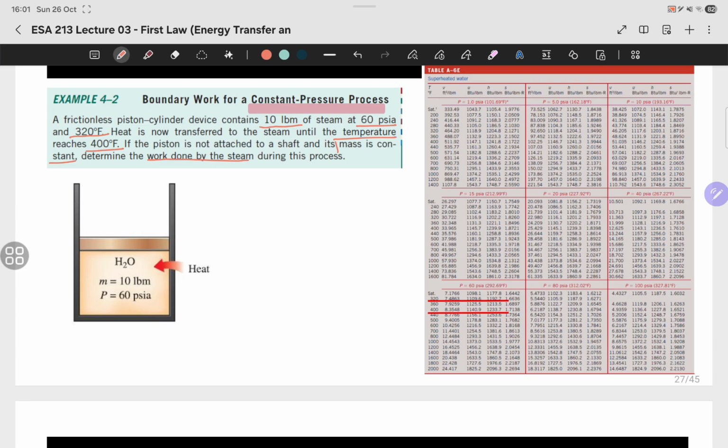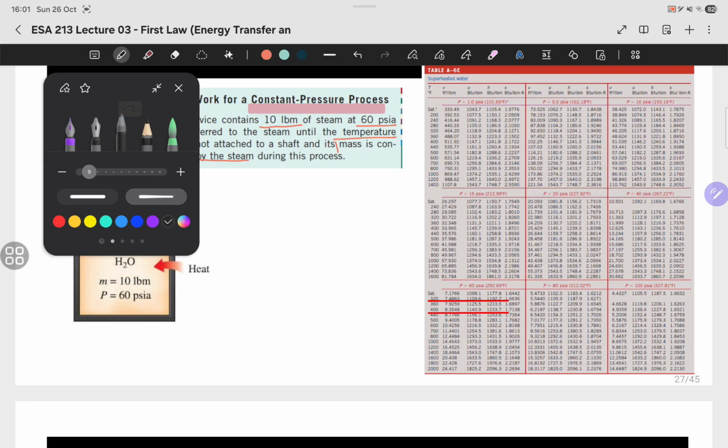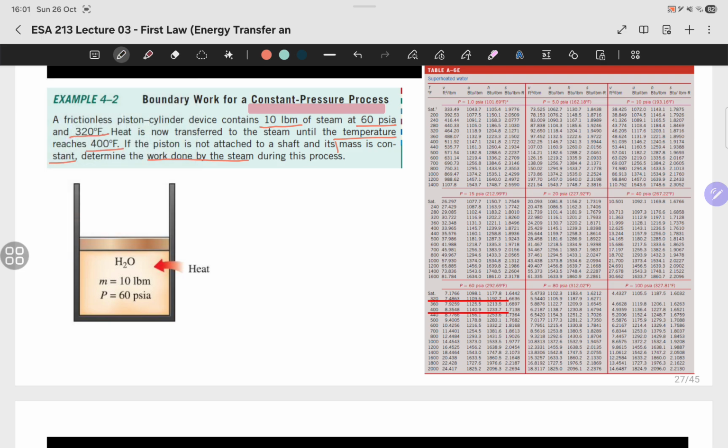So we have a clue here, where the mass is constant, and of course, the pressure is also constant. So how to calculate? You are required to have table A6E because it's easier for you to find the properties of the steam. Let's take a look at what parameters we have.